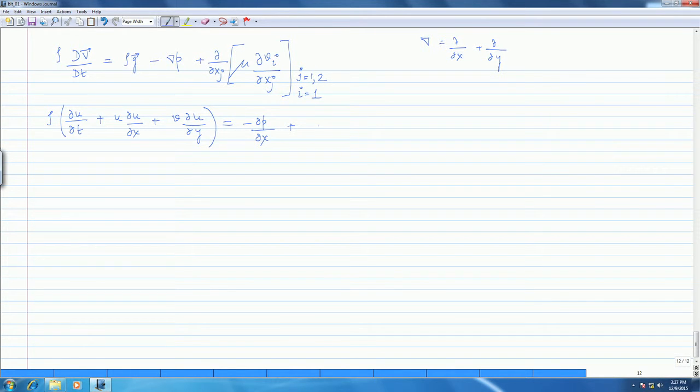Plus, i is equal to 1 and j is equal to 1 to 2. If I do that, then what I will get is del x of mu del u del x, plus del y of mu del u del y.